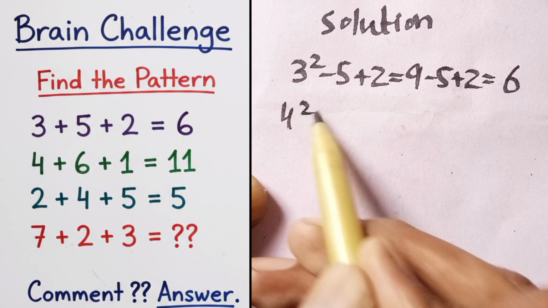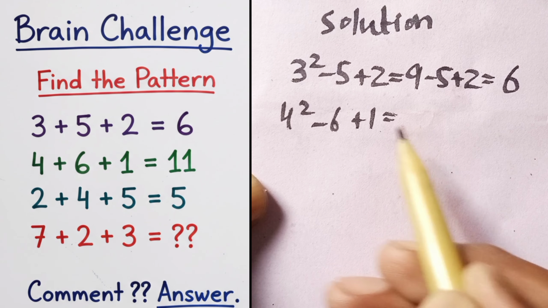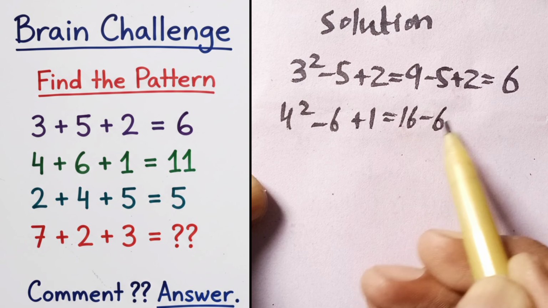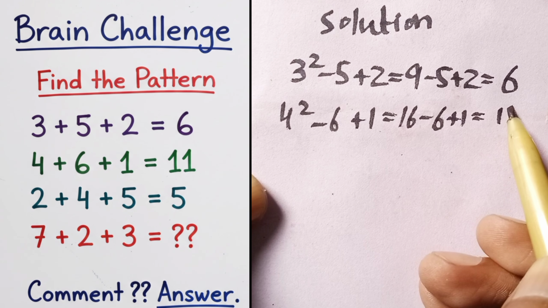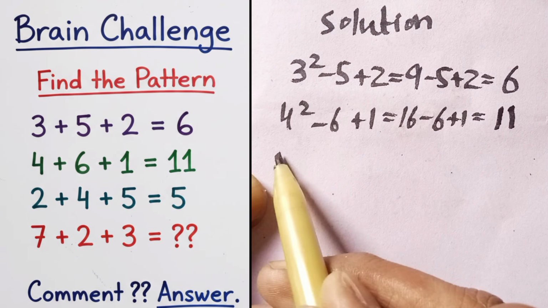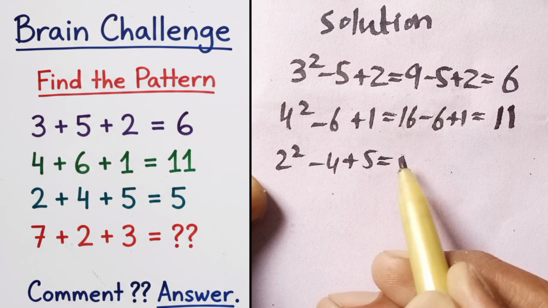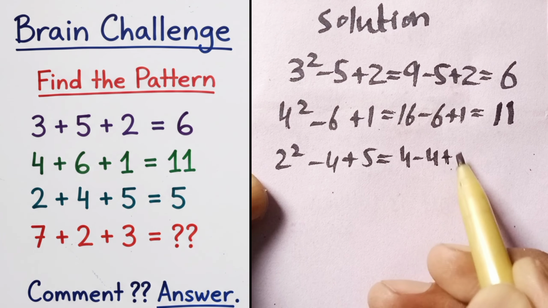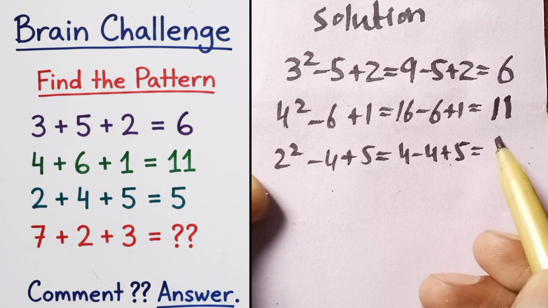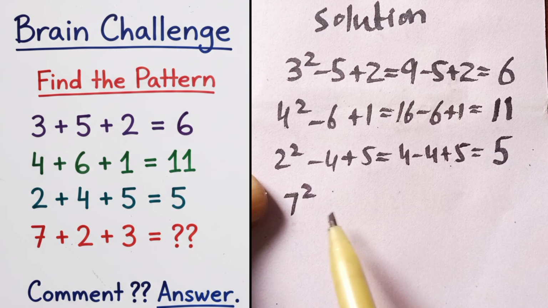Now check it on the second equation. Square of 4 minus 6 plus 1 equals 16 minus 6 plus 1 equals 11. Similarly, we solve equation 3. Now we solve the final equation to find the answer.